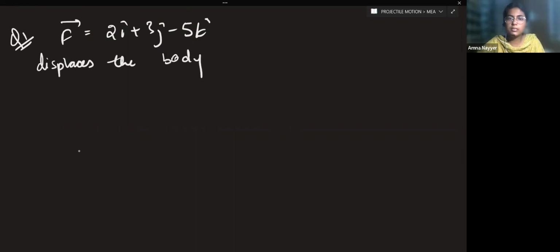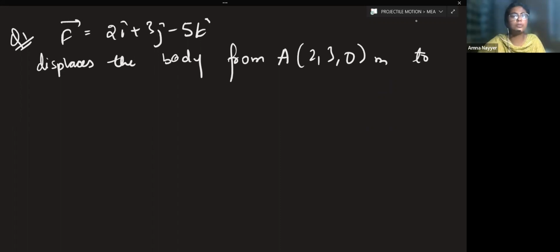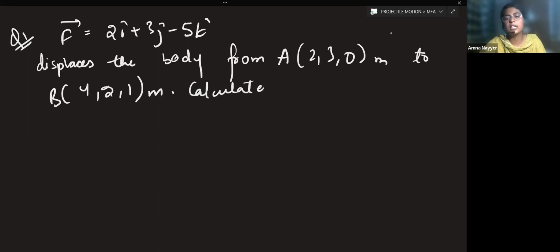from A point. Now coordinates of A are mentioned. So coordinates of A will be what? Coordinates of A means what? X, Y, and Z. So this will be 2, 3, 0 meters. So the initial position is this, and B is 4, 2, 1 meters. You have to calculate the work done. So again, this question is also from your lesson work, energy, and power, but nothing of physics is applied over here, just your vectors are applied.